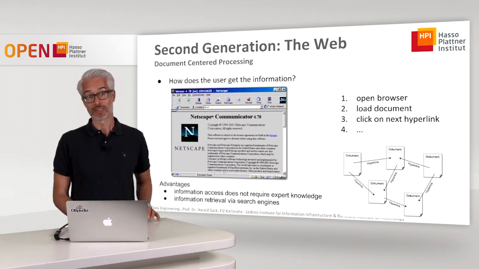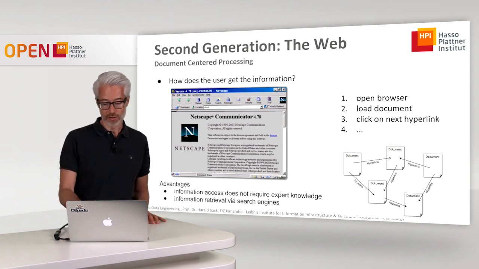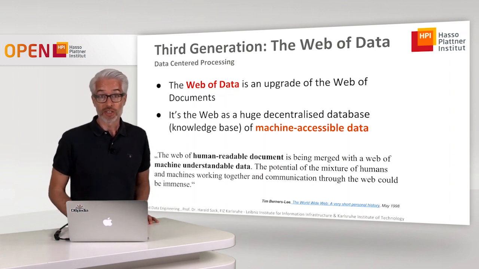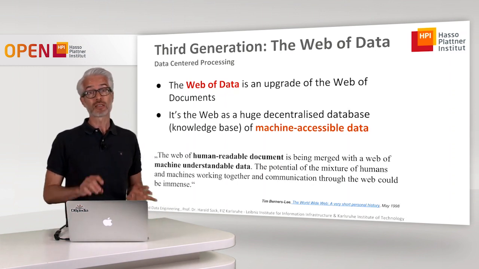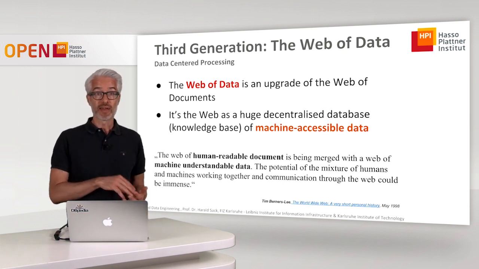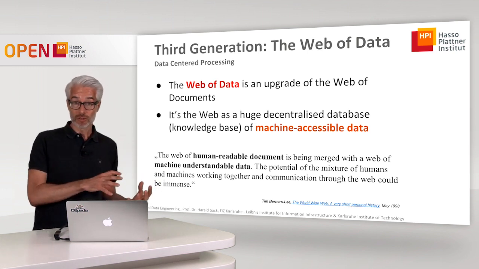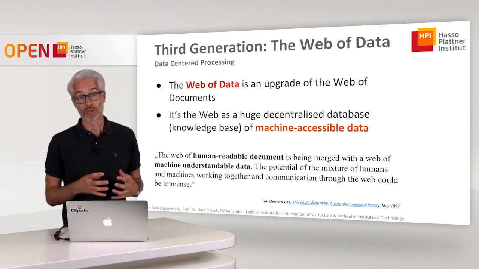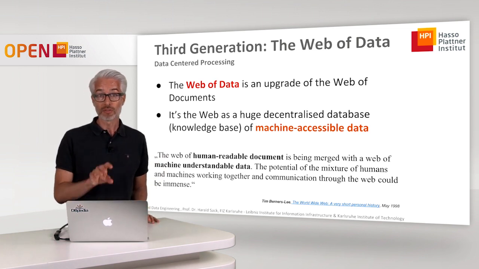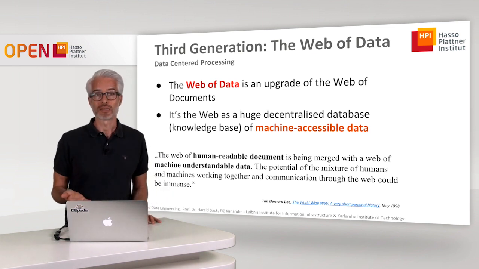So this is document-centered processing. But this, of course, is not the end of the story. So what's next? Next is the third generation, the web of data. And we are currently entering exactly this age of the web of data. And there, it's not about documents, it's about data. So besides documents, there is also data stored on the web. And data, of course, has been stored on the web for a long time now. So the web of data is not a new web, it's simply an upgrade of the web of documents.